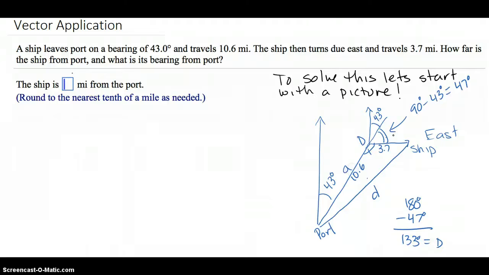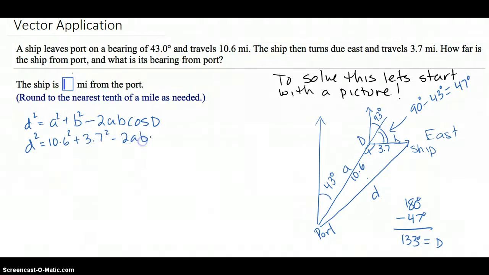Let's call this A, let's call this B, just to label this. We know that D squared equals A squared plus B squared minus 2AB cosine of the angle D across from the D. So that's why I had to find out that angle, 133 degrees. So what do we know? We know that D squared equals A squared plus B squared minus 2AB cosine of the angle in between.